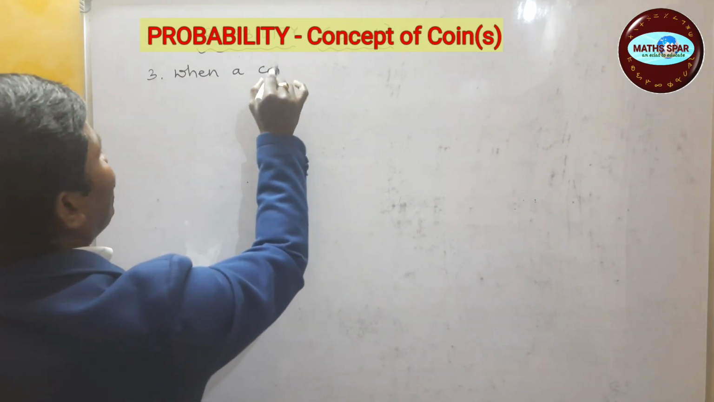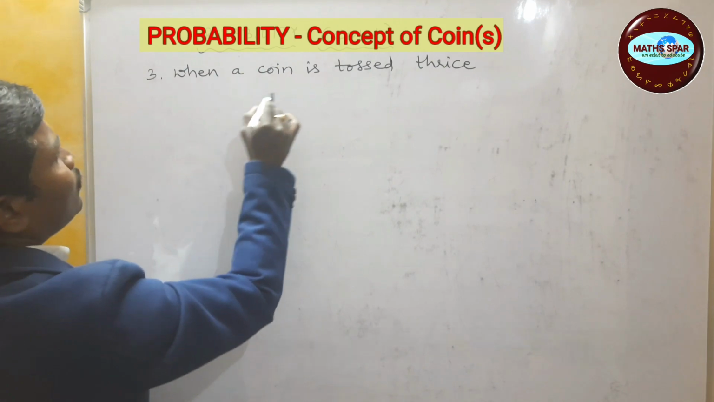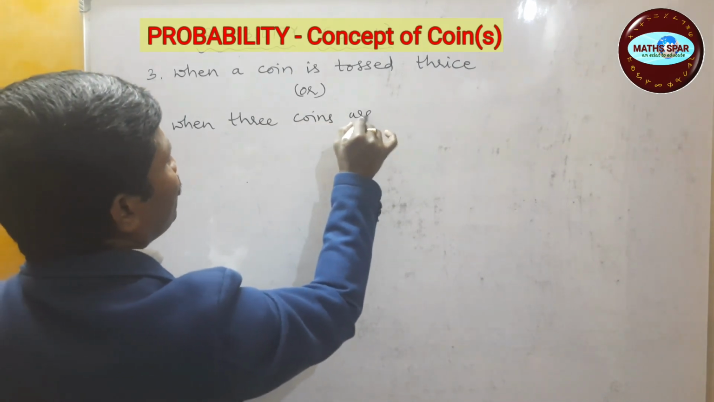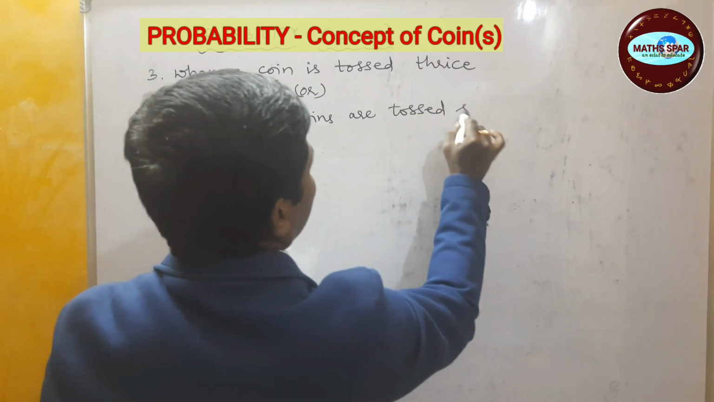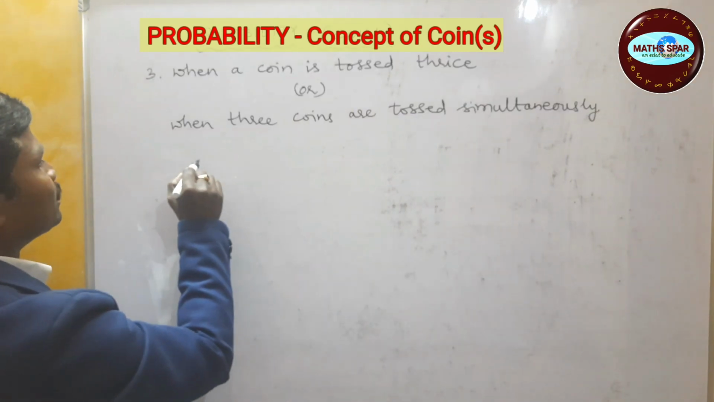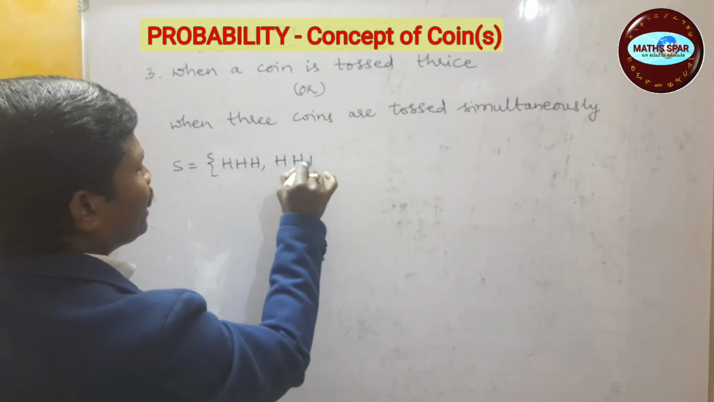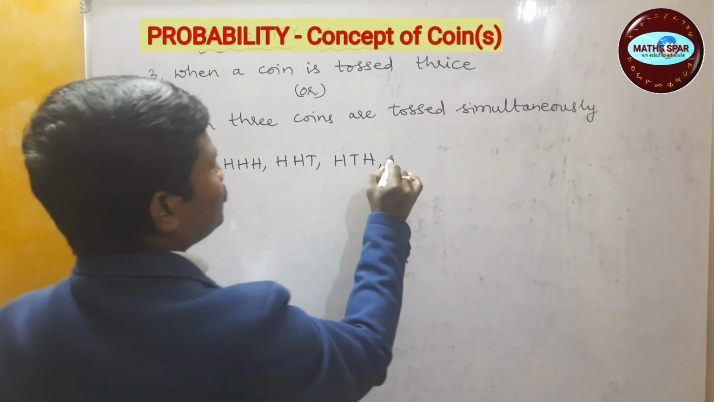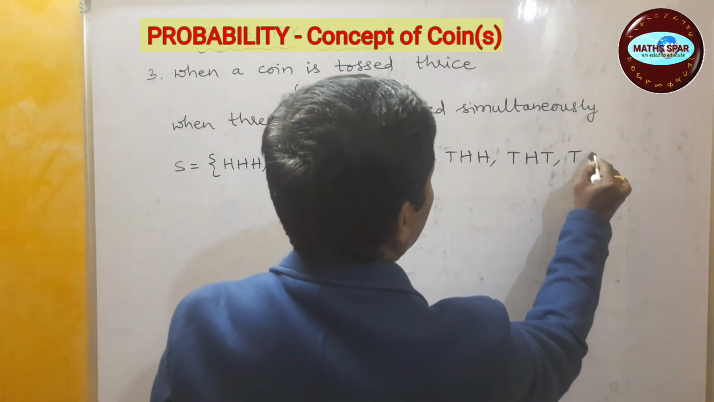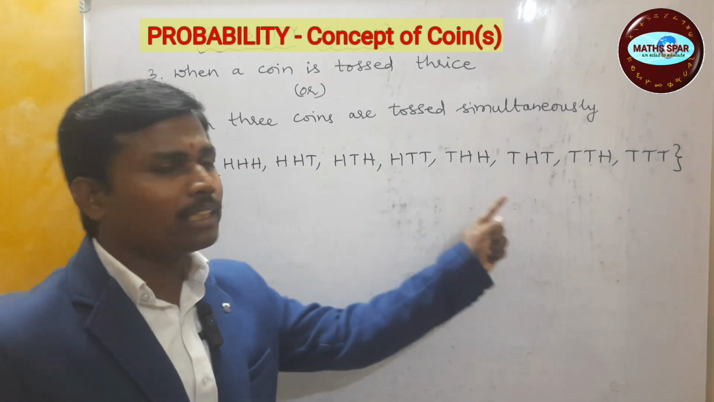When a coin is tossed thrice, or when 3 coins are tossed simultaneously, then the sample space is head head head, head head tail, head tail head, head tail tail, tail head head, tail head tail, tail tail head, tail tail tail. Now how could I write these 8?